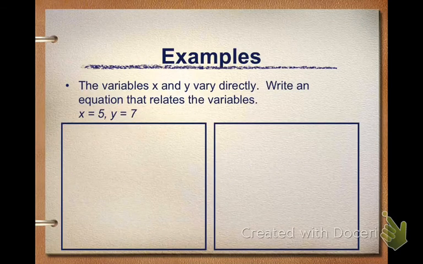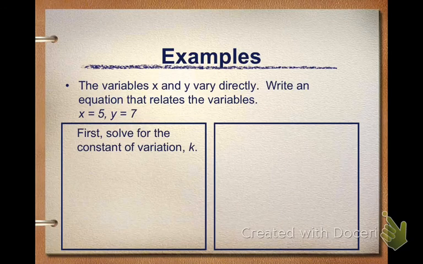So it says the variables x and y vary directly. Write an equation that relates the variables, when x is equal to 5 and y is equal to 7. The first thing I want to do is solve for k. I want to figure out what k is. So if I have y equal to k times x, what am I going to plug in for x and y? It's just going to be 7 equal to k times 5.